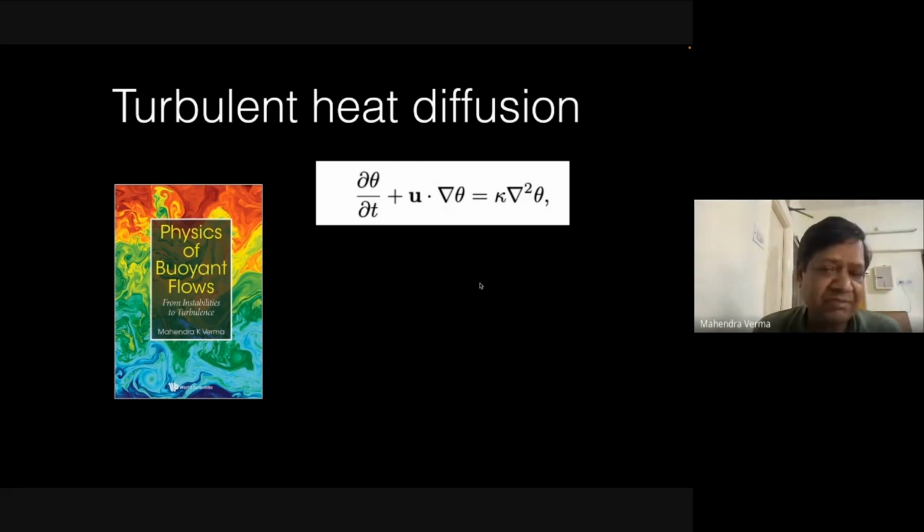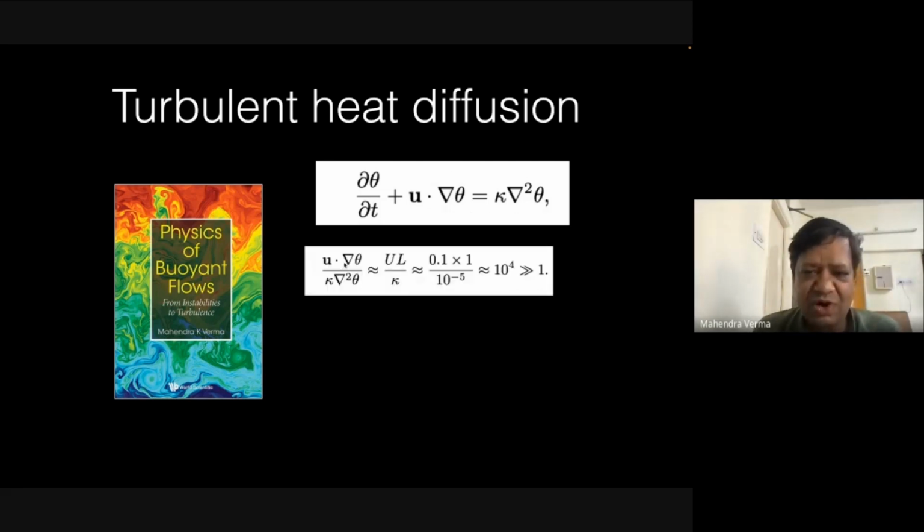So we can do the estimate. u dot grad theta by kappa grad square theta, that is, UL by kappa. U for this estimate I am using as 0.1 meter per second. L is 1 meter. Kappa is 10 power minus 5 meters square per second. So its ratio is 10^4. This is a typical scenario in the atmosphere. So you see the nonlinear term is bigger than the diffusion term.